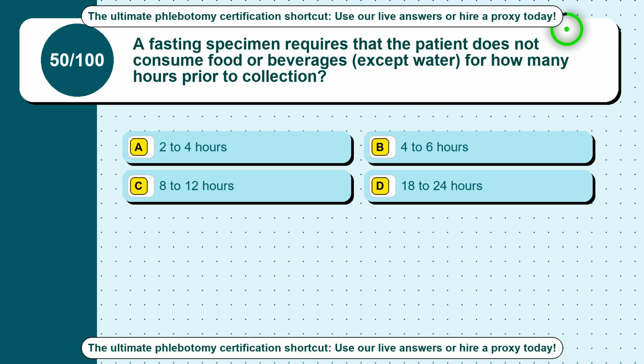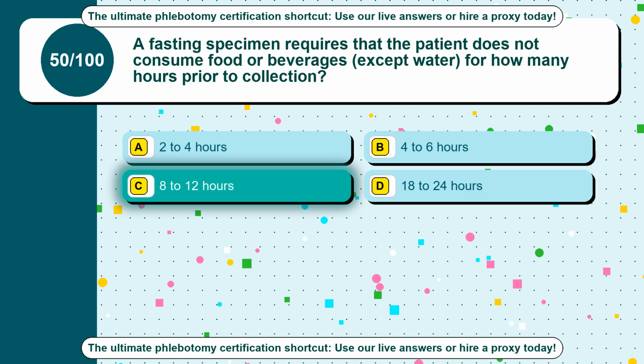Question 50. A fasting specimen requires that the patient does not consume food or beverages, except water, for how many hours prior to collection? Option A. 2 to 4 hours. Option B. 4 to 6 hours. Option C. 8 to 12 hours. Option D. 18 to 24 hours. The correct answer is option C.